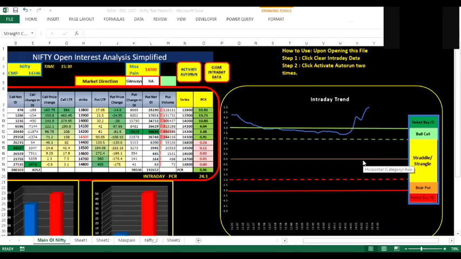Here, please keep one thing in mind. This intraday trend is different than the market direction. As the nomenclature is very clear, intraday is only for that day, but the market direction is not for that day. It is based on the entire data available on the NSE website, which we have pulled, and it shows a larger direction rather than the intraday direction. So that needs to be kept in mind.